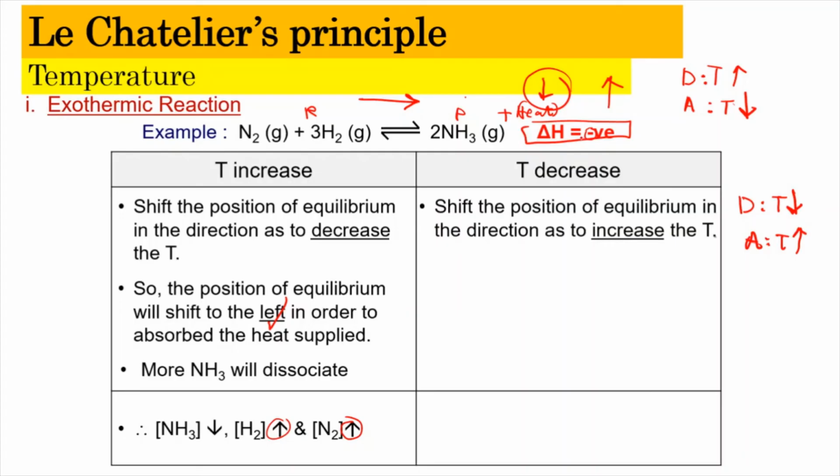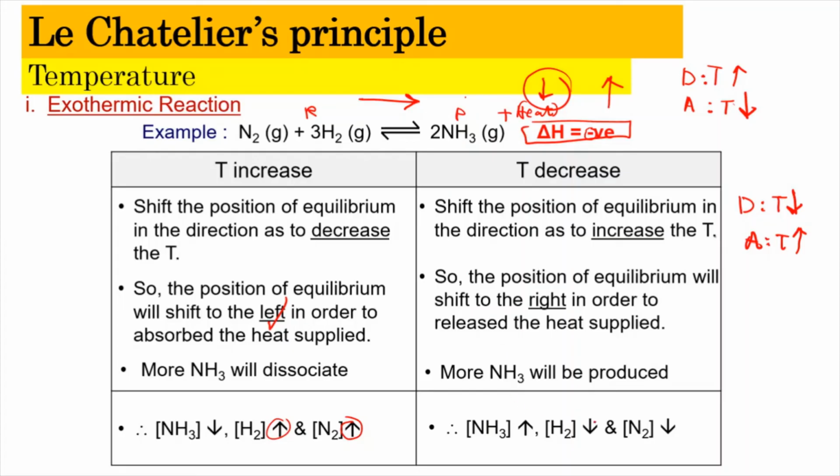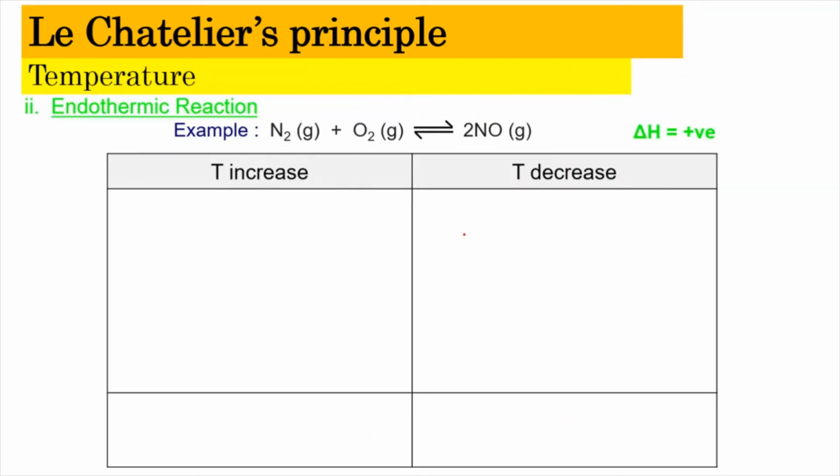And as a result, the position of equilibrium will shift to the right in order to release more heat to the surroundings and increase back the temperature. And as a result, more NH3 molecules are going to be produced and the concentration of the hydrogen as well as the nitrogen gas is going to get lower. Now we're going to look into the next reaction which involves an endothermic reaction.